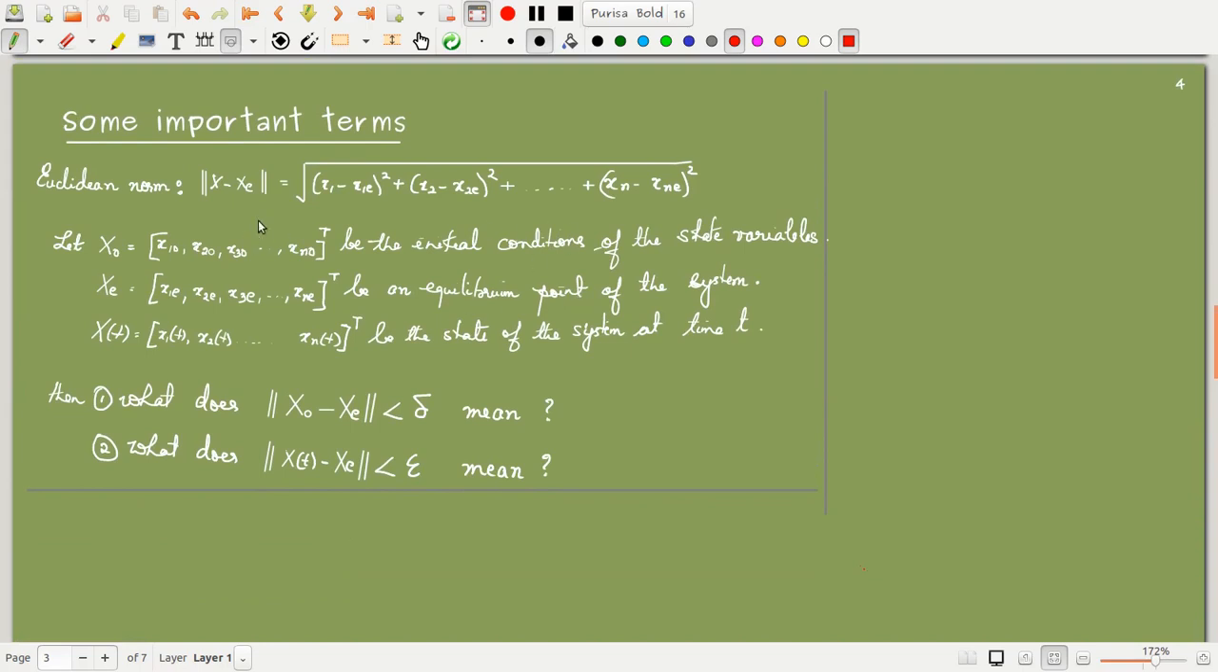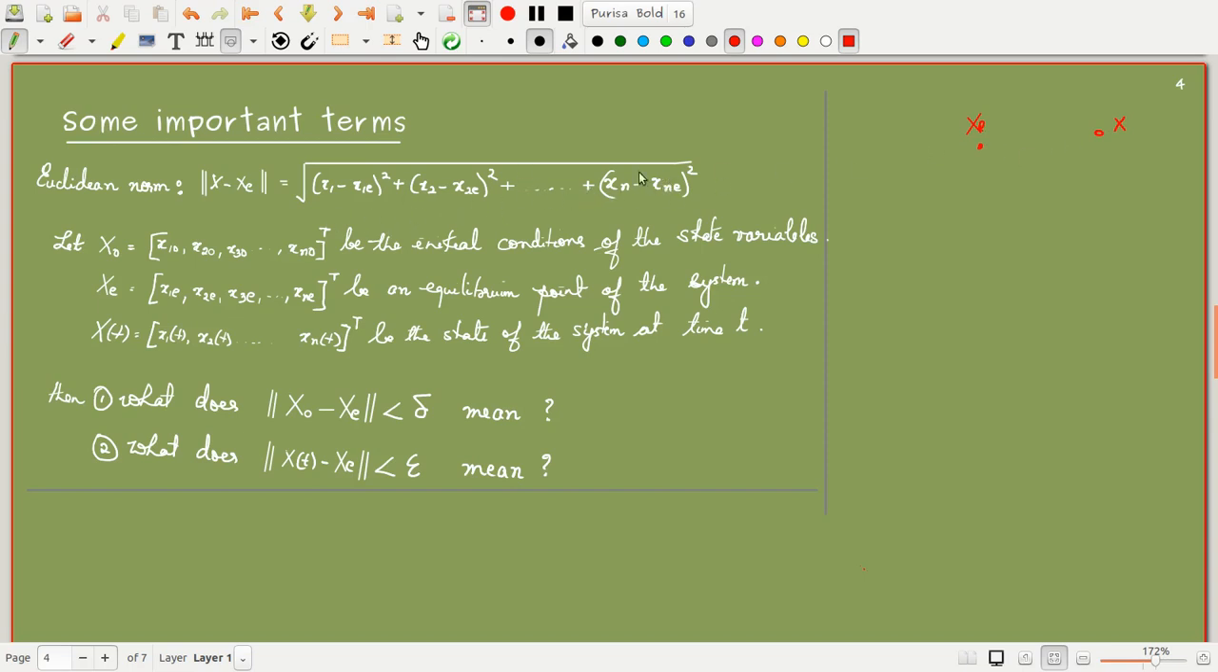Before going directly to equilibrium point stability, we will have to have a recap of some terms. You know that the norm of any function, that means the distance between 2 points in space, is a norm. We take the Euclidean norm, which is the square root of this. If x is some point and xe is usually represented as the equilibrium point, and x is an nth order system and xe is also nth order, I can find the distance between these 2 points like this.